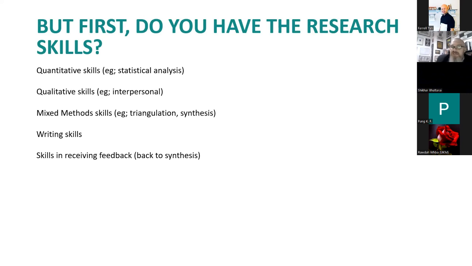We look at qualitative skills: interpersonal skills, communicating with people, eliciting information, getting new information from individuals, asking questions, and all that sort of stuff. Then we move into mixed method skills. Now, this brings us something different. I use these two examples, triangulation and synthesis. It's about integration, which is the key concept I'm going to come back to through my discussion tonight.